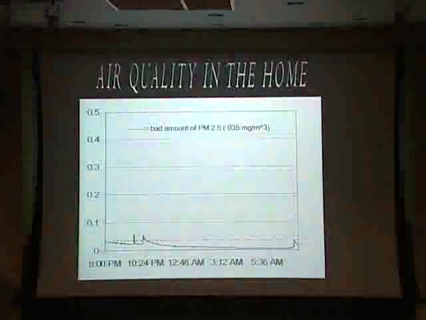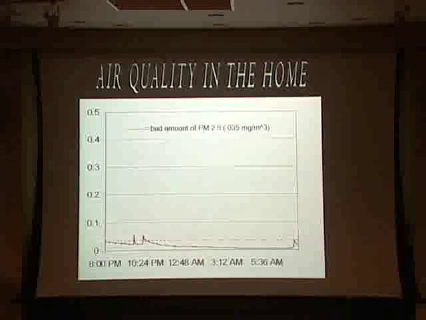And the air quality in the home, as you can see, there was a couple spikes right as we started the test. And this red line here is the 0.035 milligrams per meter cubed of PM 2.5, which is the registered bad amount. And there's a couple spikes in here, and it gradually lowers as we left the room and throughout the day.